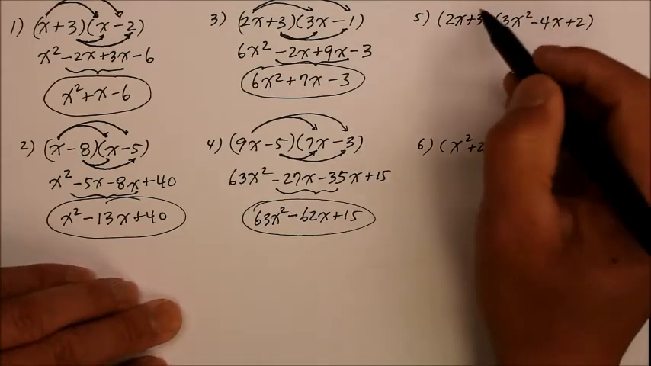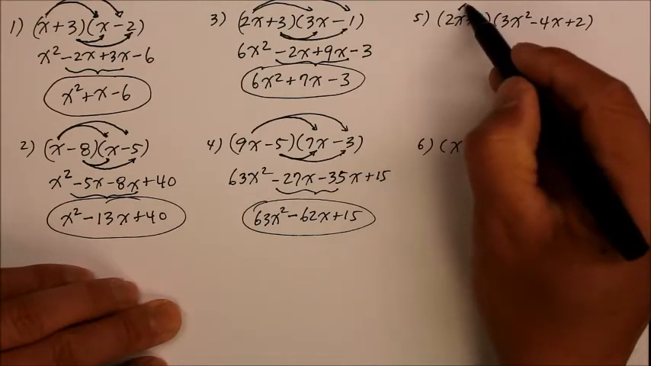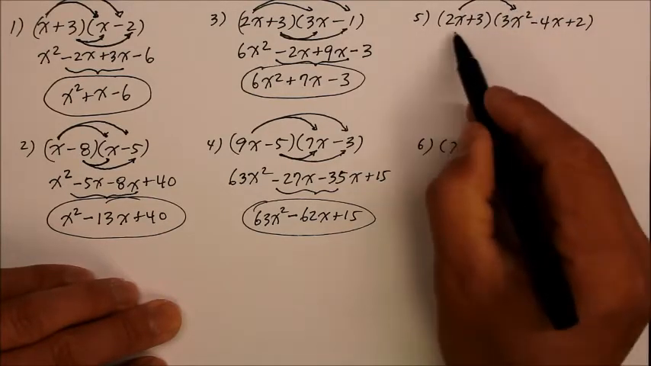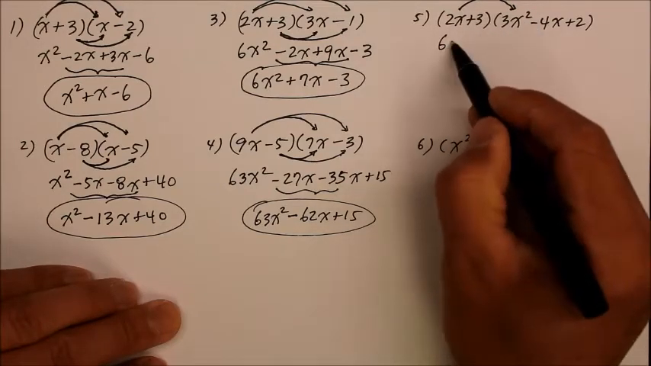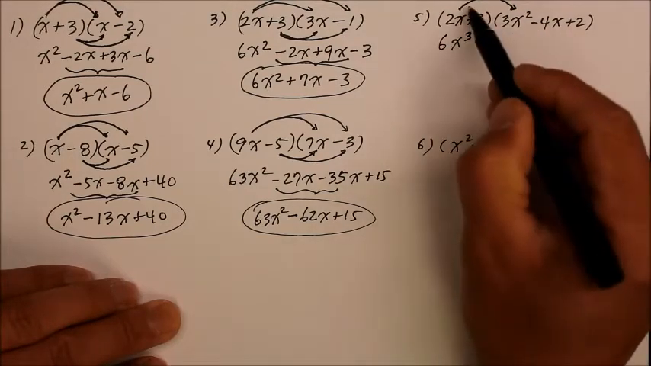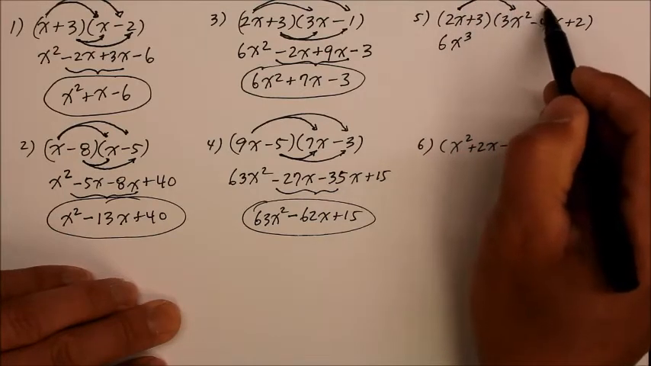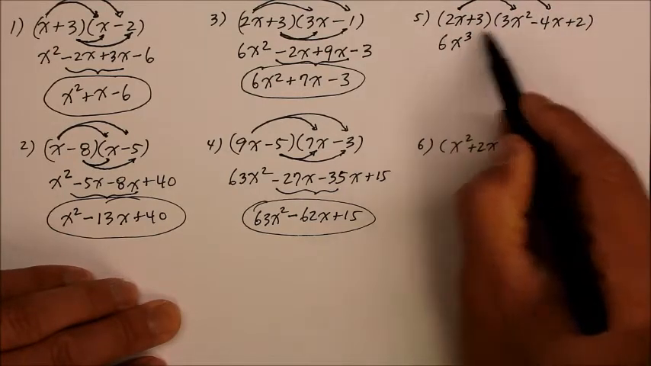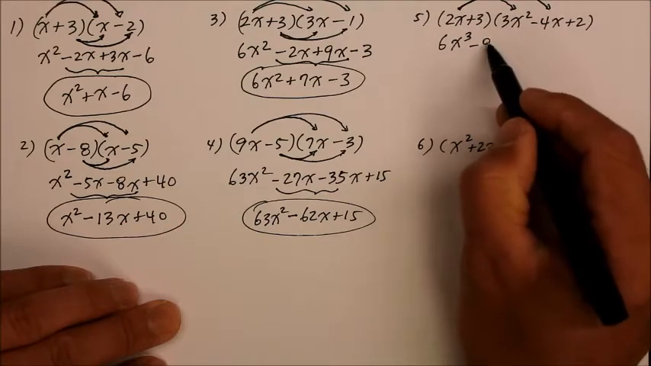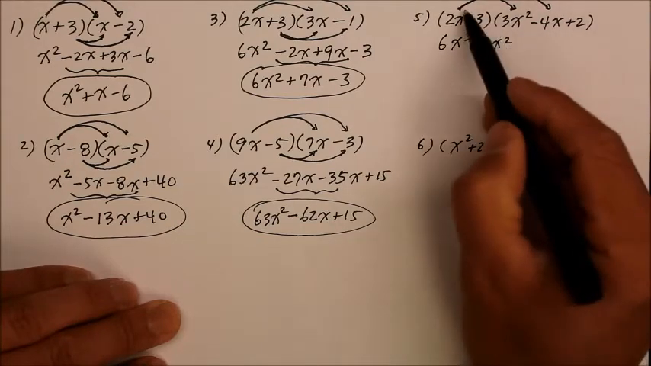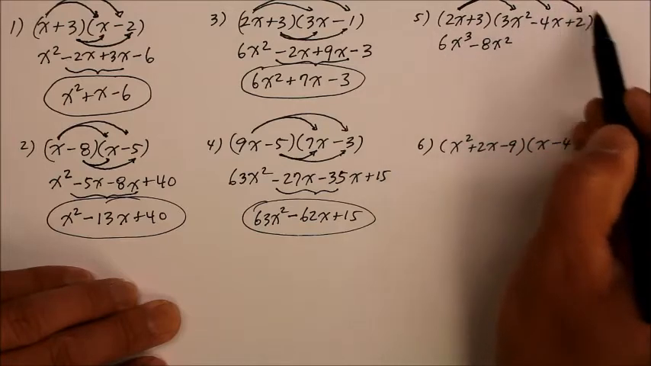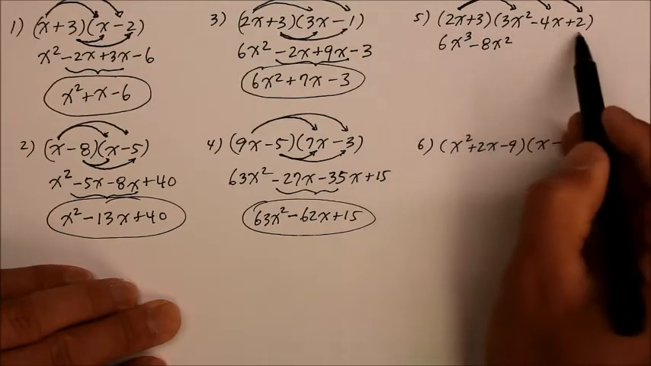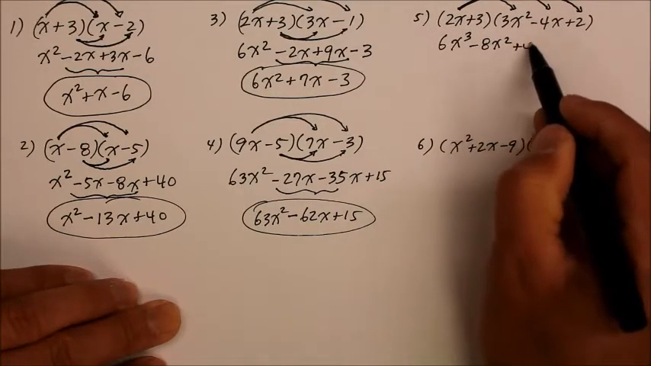In this case, first flight attendant, 2x times our first passenger. 2x times 3x squared, 2 times 3 is 6. X times x squared is x cubed. The first flight attendant services the second passenger. 2x times -4x is -8x squared. And now, it's not over. The first flight attendant now takes care of the last passenger. 2x times 2 is 4.